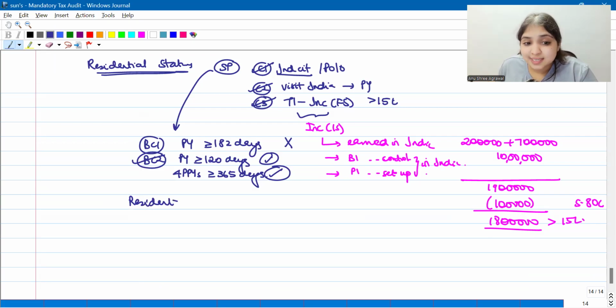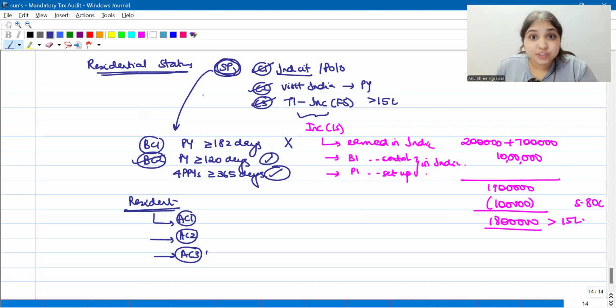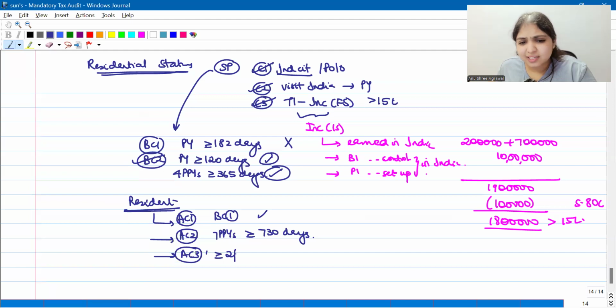Now, once the assessee is resident, I will have three additional conditions to check whether assessee is ROR or RNOR. Special provision, three additional conditions. First additional condition is that the basic condition 1 should be fulfilled. Second additional condition is that 7 preceding previous years assessee should have stayed in India for at least 730 days. Third additional condition is that at least 2 out of 10 preceding previous years assessee should be a resident. Now here if you see, basic condition 1 is not fulfilled.